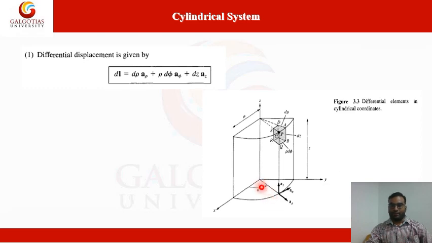because as this coordinate, or this phi, is moving, this length is also moving. So we have to multiply this rho with d phi. That's why, in the form of length, we multiply rho with d phi.